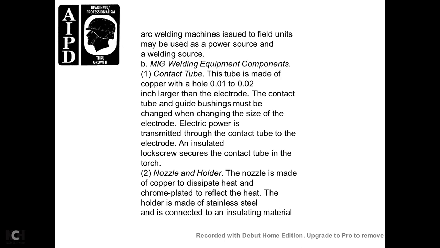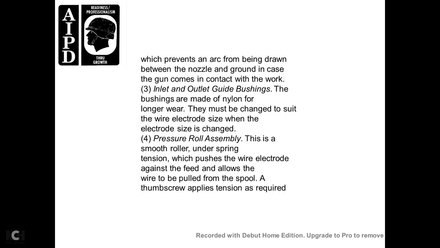2. Nozzle holder. The nozzle is made of copper to dissipate heat, and chromium plated to reflect heat. The holder is made of stainless steel and connected with insulation material, which prevents the arc from forming between the nozzle and ground in case the gun comes in contact with the work. 3. Inlet and outlet gun guide bushings. Bushings are made of nylon, and they must be changed to suit the wire electrode size when the electrode size is changed.